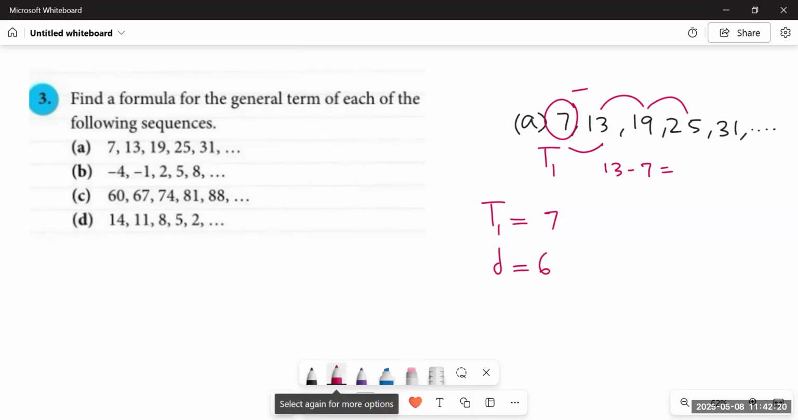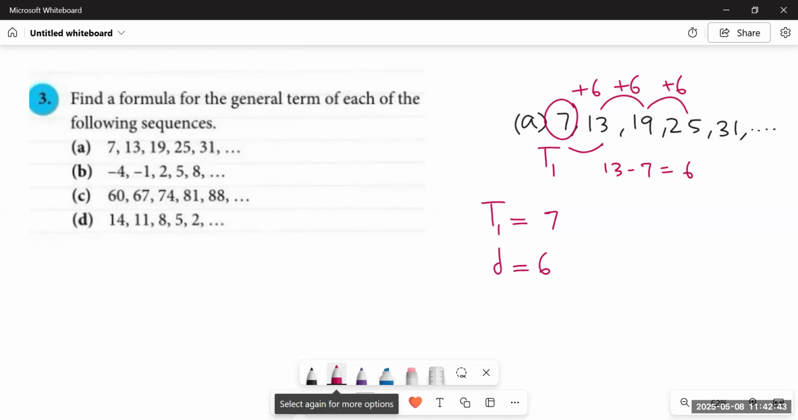When you add 6 to any of the terms, you get the next term. So this is the common difference, and this common difference prevails across all the terms in a linear sequence. Therefore, it is called a linear sequence, because between every two terms, the difference would be the same.